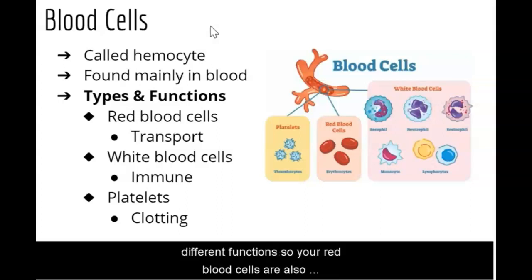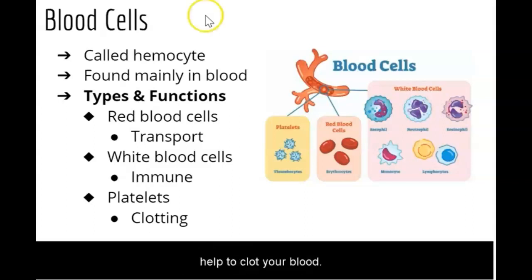So your red blood cells are also called erythrocytes. These are responsible for transporting oxygen and nutrients throughout the body. Your white blood cells are also called leukocytes. These are responsible for helping fight infections, working with your body's immune system. You have platelets, which are called thrombocytes. These help to clot your blood.